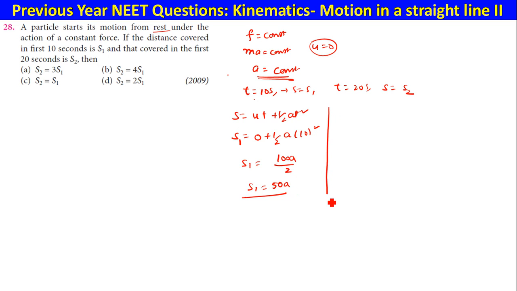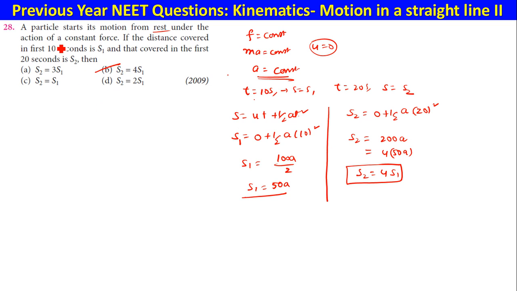Now let us substitute in the same equation. s is equal to s2, initial velocity is 0, half, acceleration is a, and time is 20 whole square. 400 by 2 is nothing but 200a. Now if I take the ratio, let me write this as 4 into 50a. 50a is nothing but s1, so s2 is equal to 4s1. This is the relation between s2 and s1. Option B is correct. Clear?